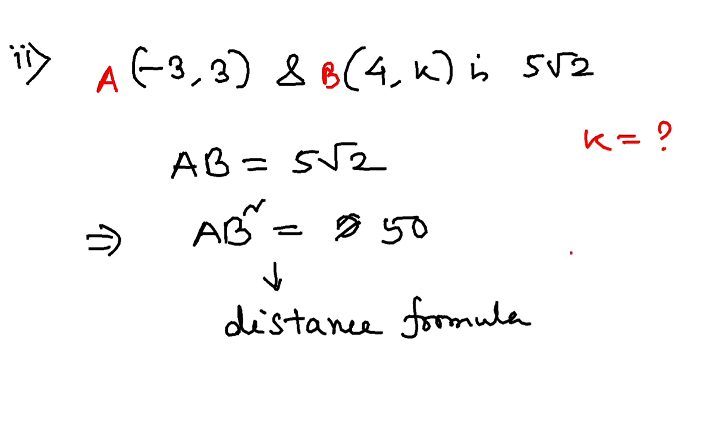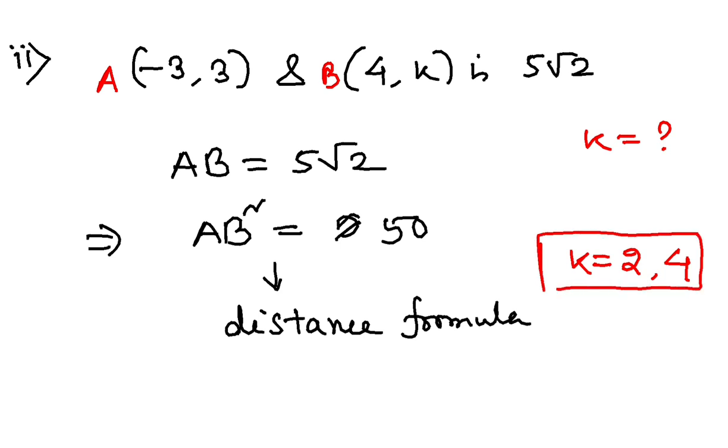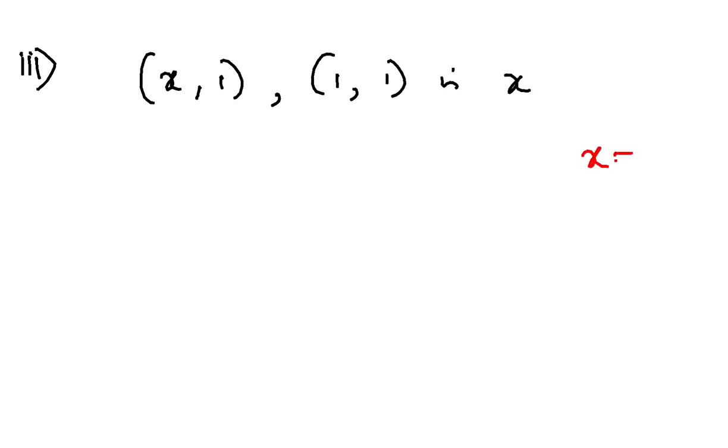The answers are 2 and 4. Please try to solve on your own and try to get these answers, 2 and 4. This is similar to question number 1. Now let's move on to question number 3. Question number 3 is again similar. Now this time they are saying the distance between (x, 1) and (1, 1) is x. You have to find the value of x.